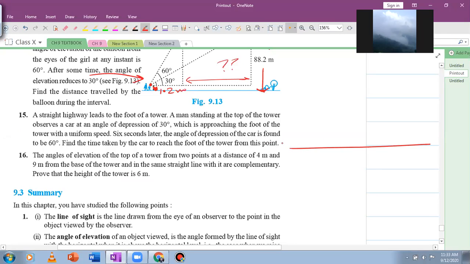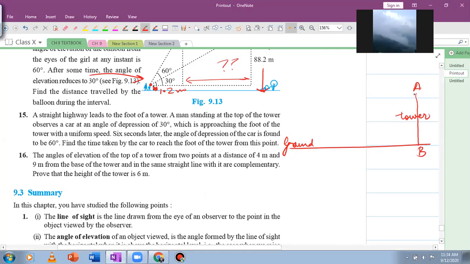So let's show the ground here. And there is a highway which is leading up to a building. So let's show the building also. Let's show the building as AB. It's actually a tower here. Okay, Jasmine has answered the question already.